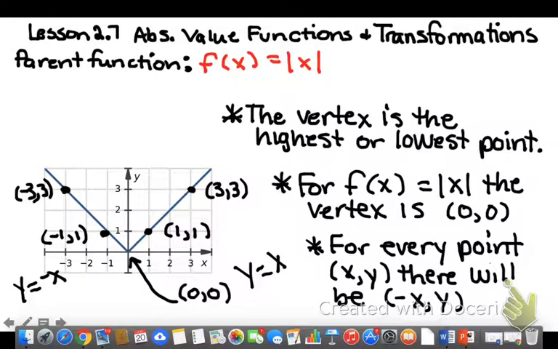So to recap, the vertex is the highest or lowest point. For f(x) = |x|, the vertex is (0, 0). And for every point (x, y), there will be a (-x, y).